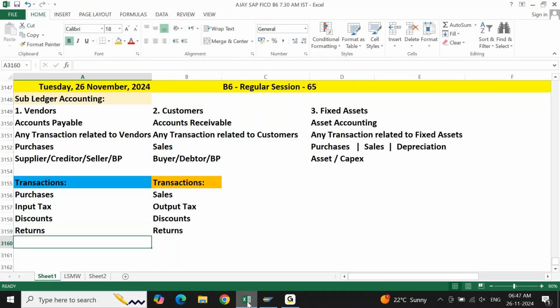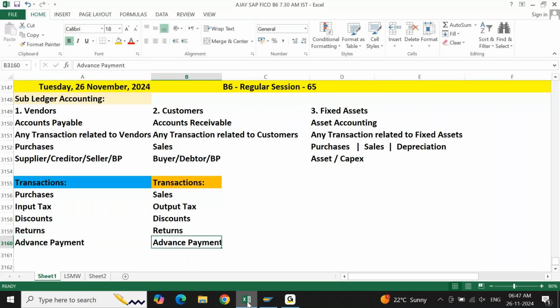Okay, and after doing all this, sometimes what will happen, you will pay not after receiving the product. What kind of payment is it, if you are not receiving the product but making the payment? Advance. Advance payment is applicable for both customer as well as for vendor.